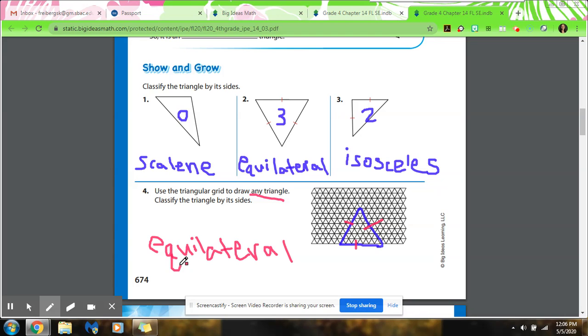That is the end of our lesson for today, which is lesson 14.3.